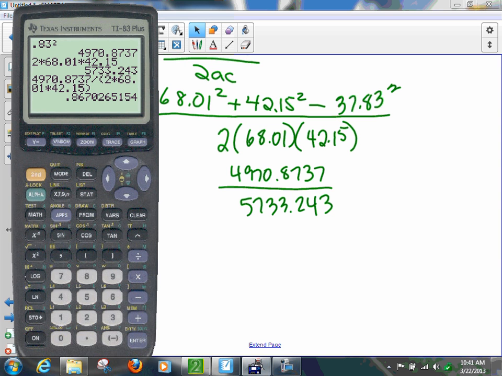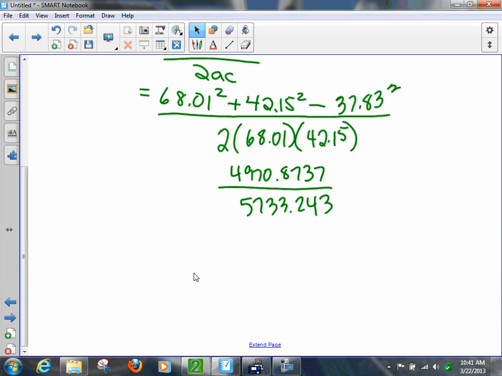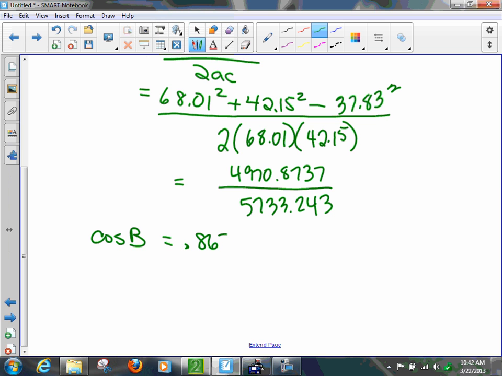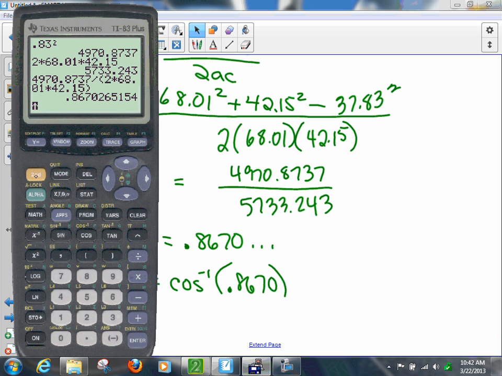All right, so then it was what? Cosine of something. What angle? Cosine B. Cosine of B of 0.8670. Do not round that number because it's not going to give you the same answer. So how do I solve for B at this point? I do the inverse cosine of what? Of the answer. Inverse cosine of my answer. Folks, use that button. Why wouldn't you? Okay, and it gives you 29.9.